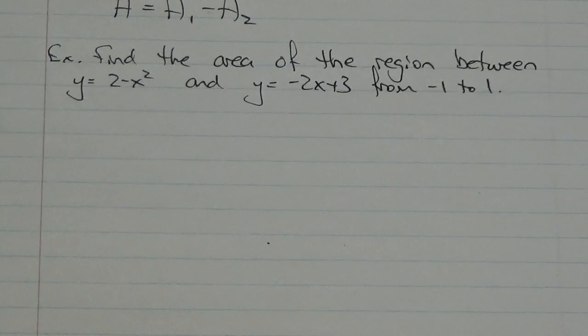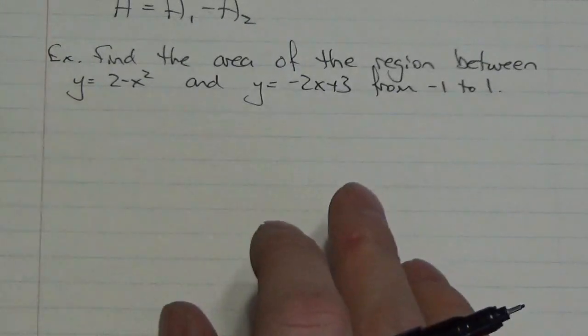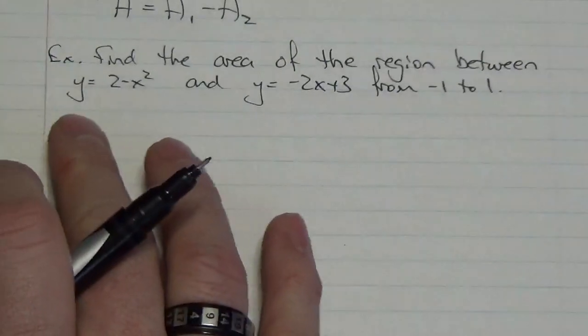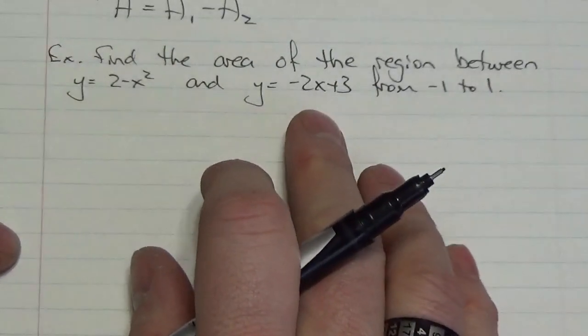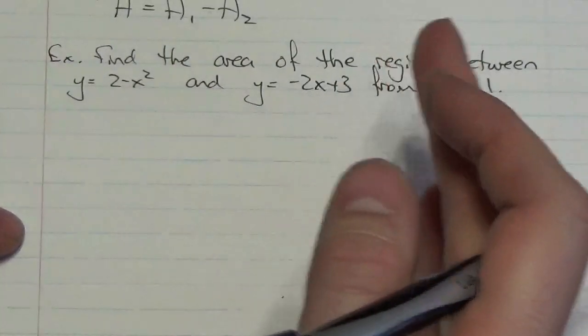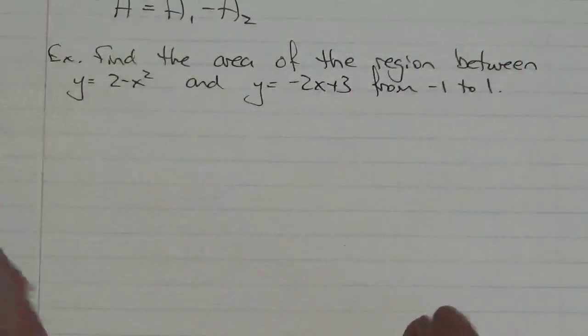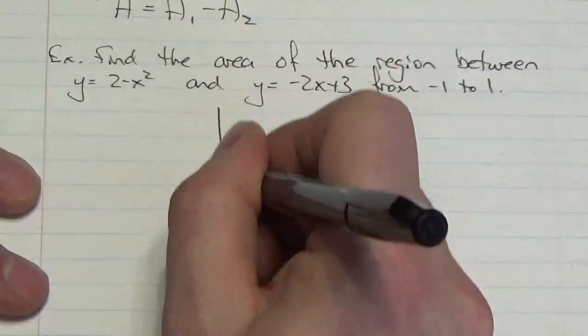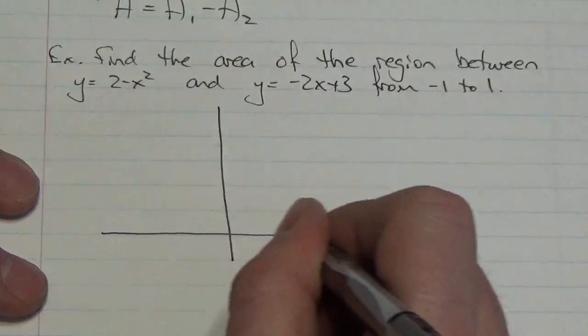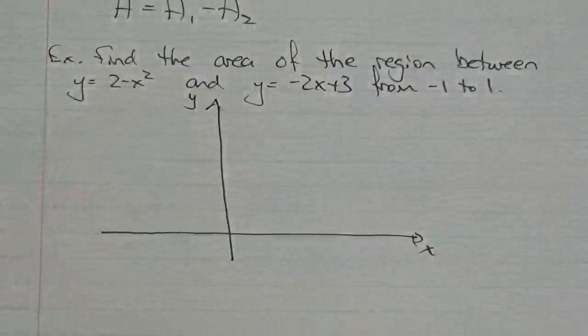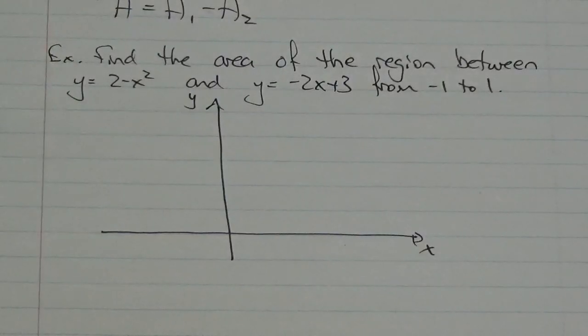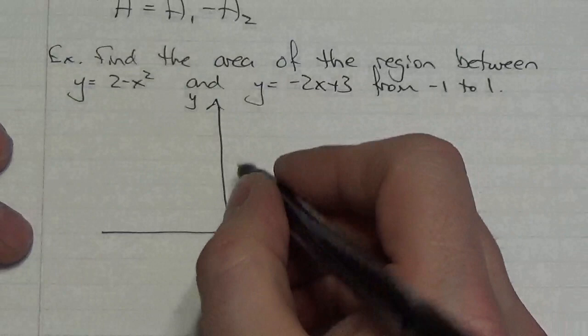All right, so our first example here tells us to find the area of the region between y equals 2 minus x squared and y is equal to negative 2x plus 3. And we're going to find that between the x values of negative 1 to 1. And just like we've done in the past, I think the best way to start this is to graph it, to actually have a look at what it is that we're finding the area of, or at least see what that area looks like.